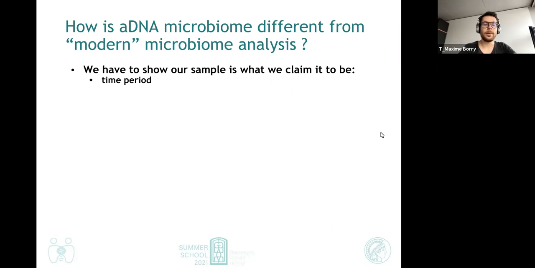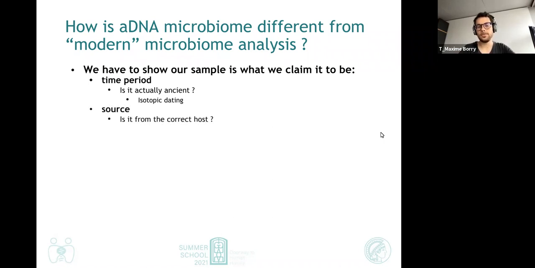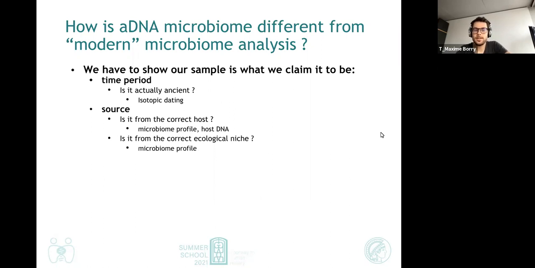Regarding time period, we probably use isotopic analysis to date your sample. Regarding the source, you have to check if it's from the correct host. I think Irina and Zanra told you about Cooper ID yesterday, where you can check if it's coming from a human or dog host. Sometimes it's not always clear, and for this you use both the microbiome profile, so which bacteria are there, and the host DNA. You have to check if it's from the correct ecological niche. So is it more a poop sample or a paleofeces sample, or is it actually just dirt?